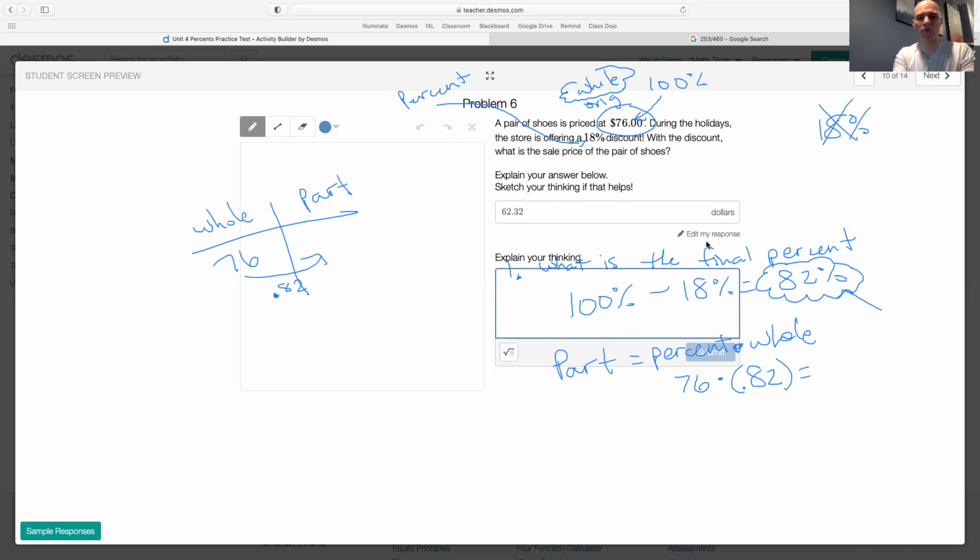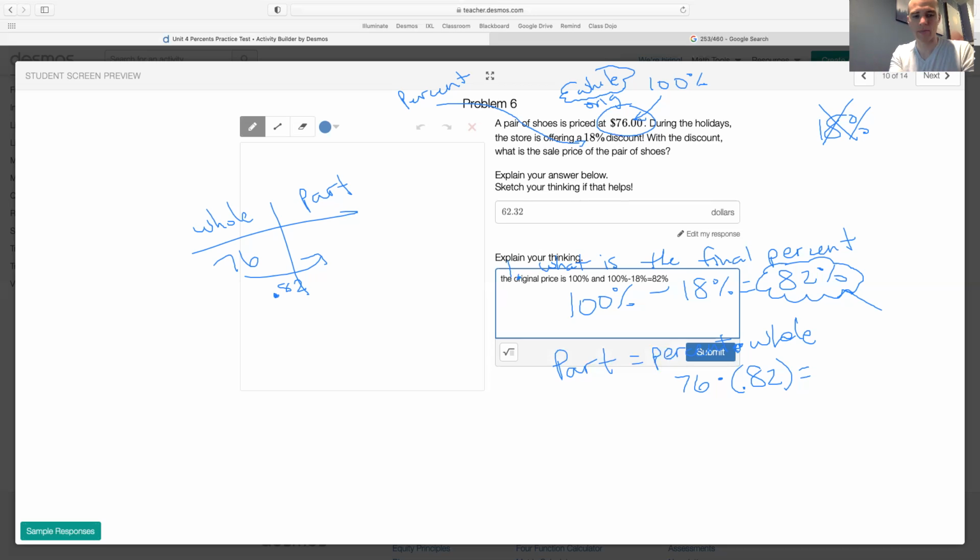Something that I would accept as a full credit answer would be like, okay, the original price is 100%, and 100% minus 18% equals 82%. I don't know why I typed 28 instead of 82%. So that's essentially what I wrote for step one, right?